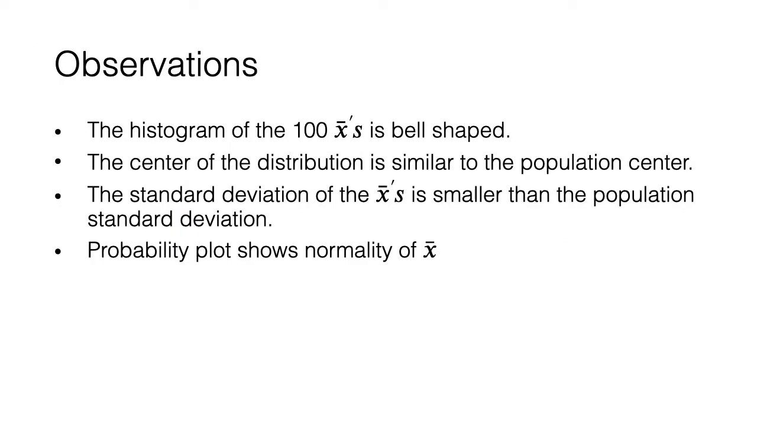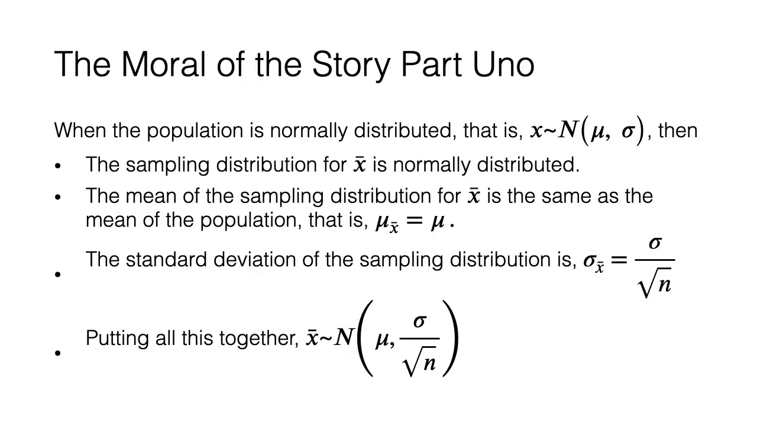So just some quick observations that we have discussed is that we noticed that the histogram was bell-shaped. We noticed that the center of the distribution is similar to the population center. And we noticed that the standard deviation of the x bars is smaller than the population standard deviation. And then finally, we observed that the normal probability plot shows normality of the x bars.